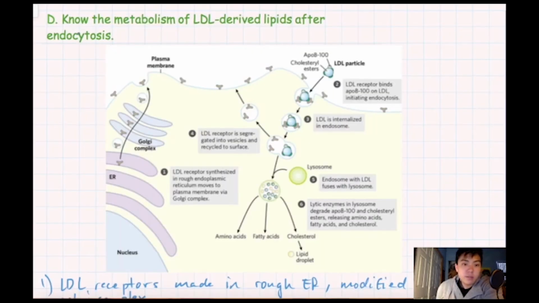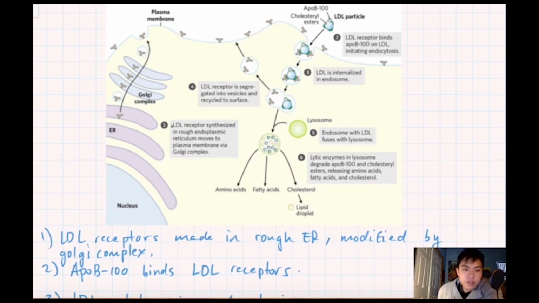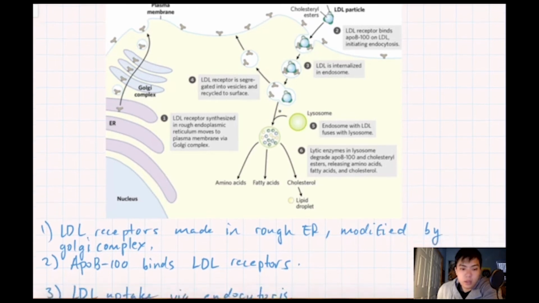All right, so objective D, know the metabolism of LDL-derived lipids after endocytosis. Tara asked for 3 onwards, but we're just going to go 1, 2, and then 3 onwards because it's not that much more. So in this first step, you're going to make these LDL receptors that are going to go to your cellular membrane. They're made by your rough endoplasmic reticulum, and then they're processed in your Golgi complex. These receptors are responsible for accepting your LDL particles and taking them in via endocytosis.